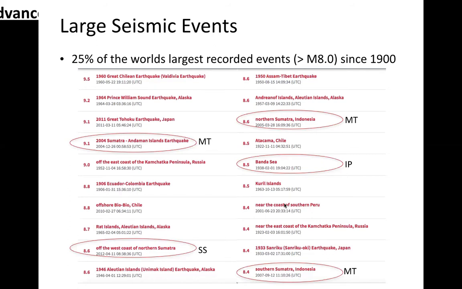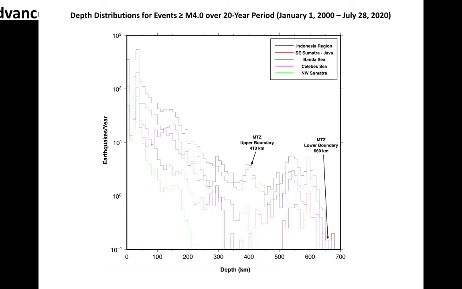However, magnitude is not the only factor that contributes to seismic risk. The other is the depth. So how are earthquakes distributed with depth throughout the region? Shown here, we have earthquakes per year for magnitudes 4.0 and above, averaged over a 20-year period, plotted against depth in kilometers.